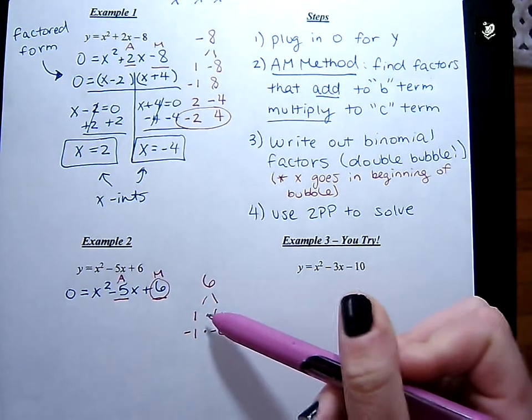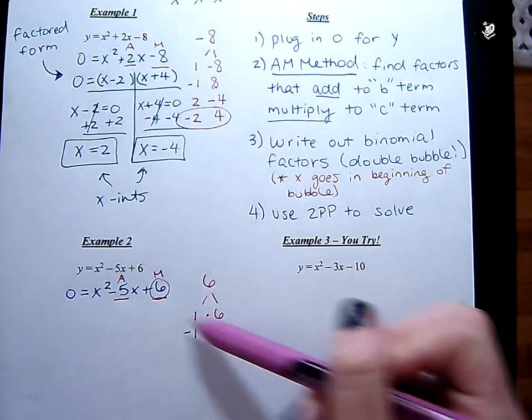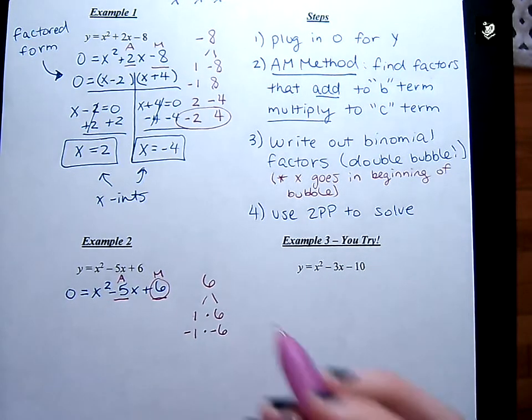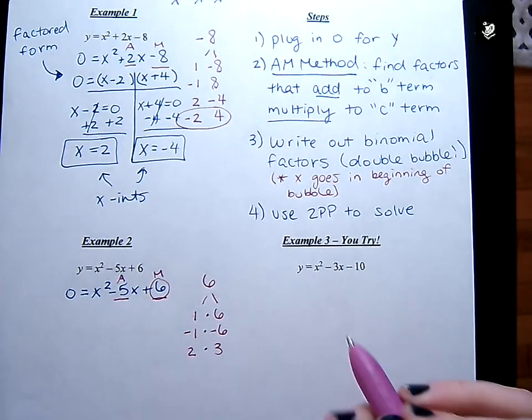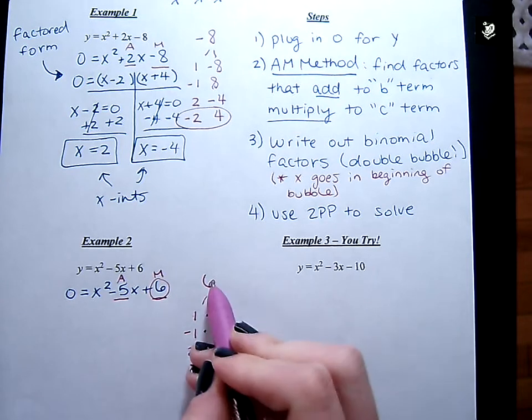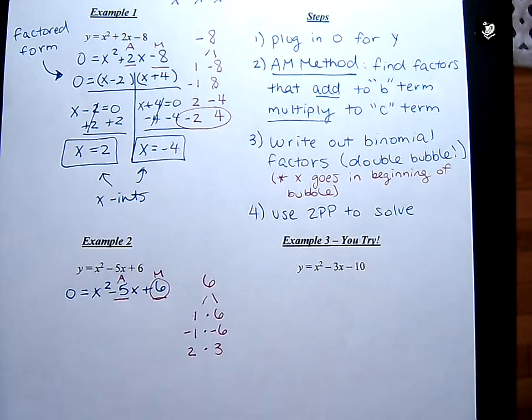Well, these two, they don't add up. They add up to 7, so that's not it. And these two add up to -7. So got to keep going. Let's try +2 and +3. When you multiply them, you get 6. When you add them, you get +5. But I need a -5.